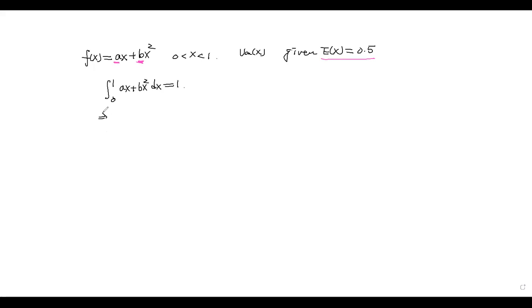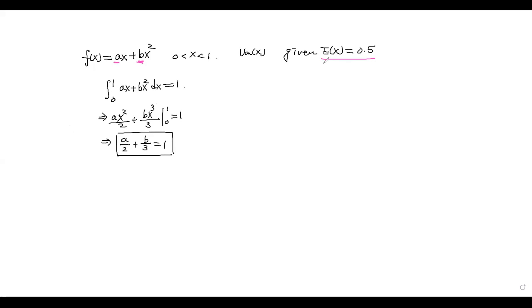So this is a simple integration. We will have a x squared over 2 plus b x cubed over 3, evaluated from 0 to 1, equal to 1. From here, you substitute, and I get a over 2 plus b over 3 equal to 1. So this is our first condition.